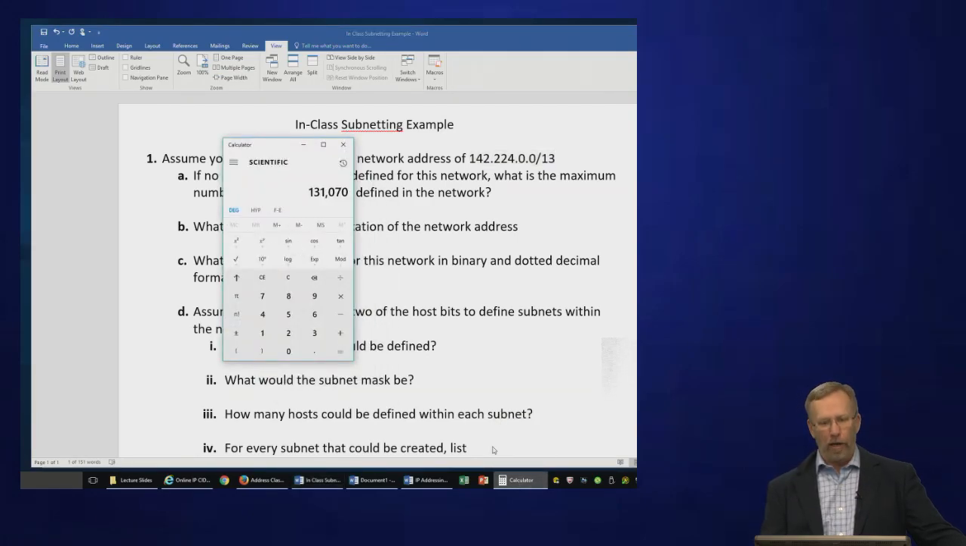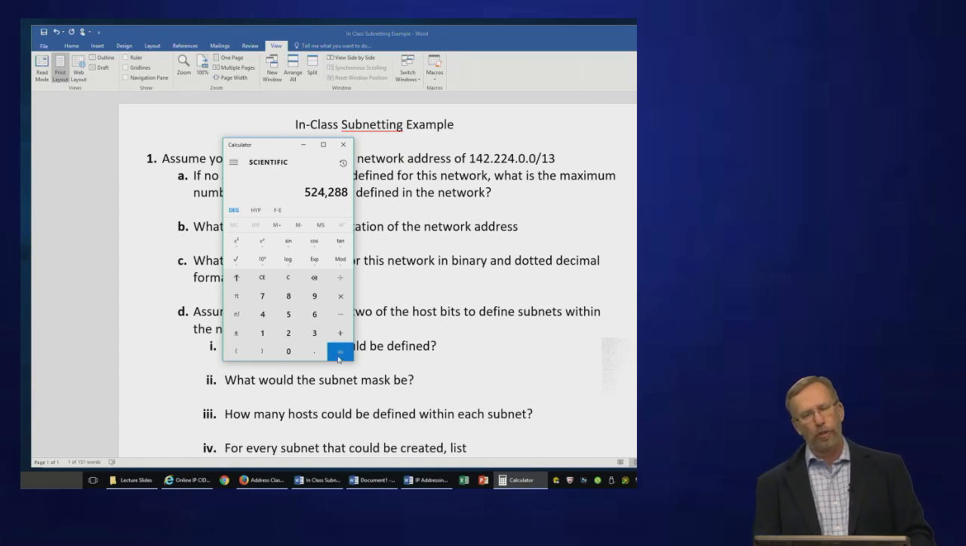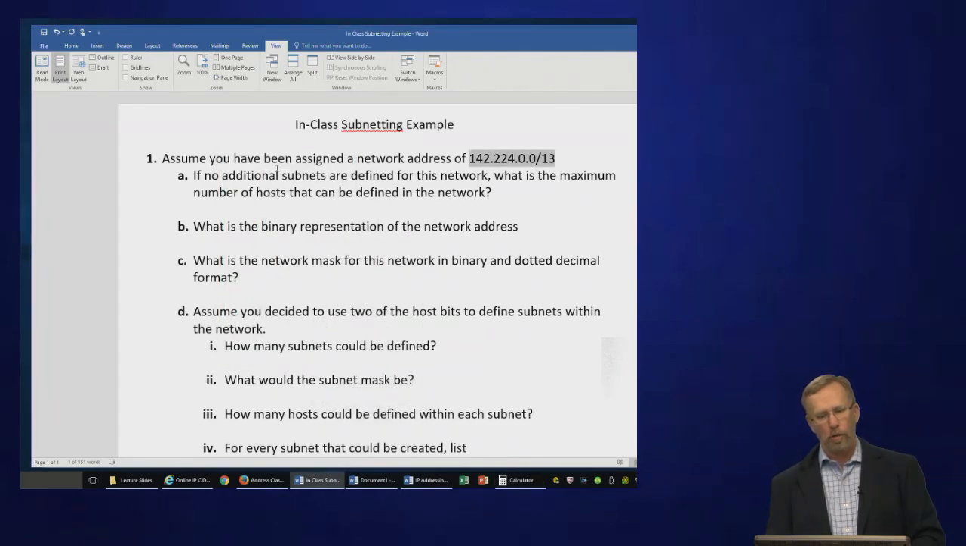And if I bring up a calculator and I do 2 to the y power 19, I come up with 524,288. However, the actual number is going to be this number minus 2. Minus 2 for every unique subnet that we create. So my number is going to be 524,288.